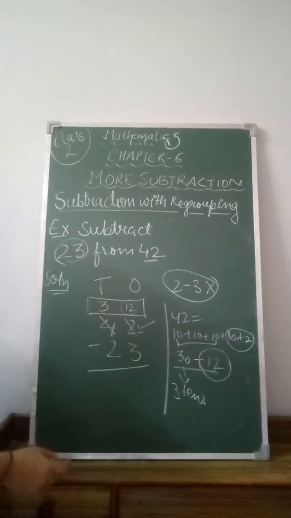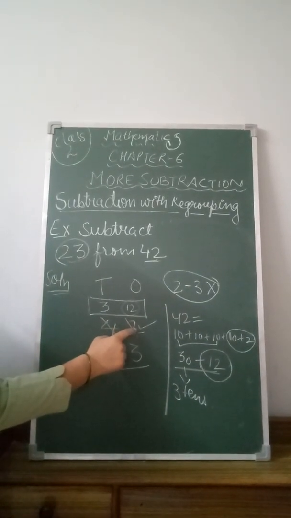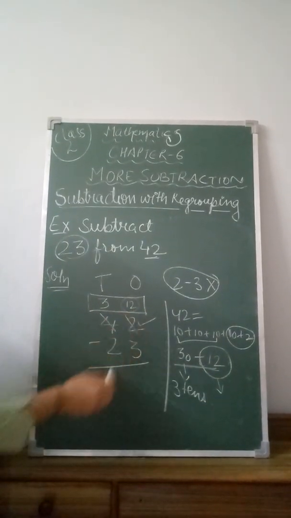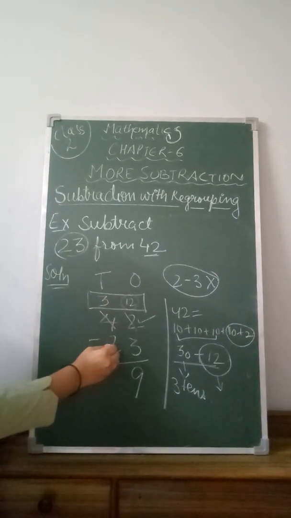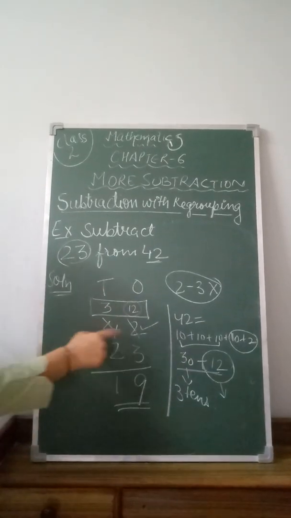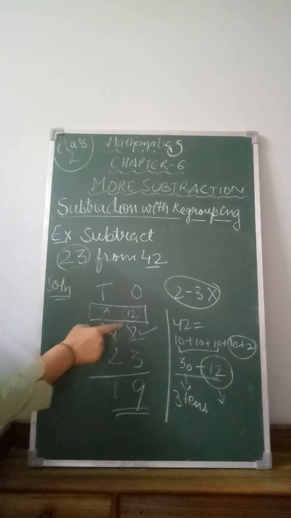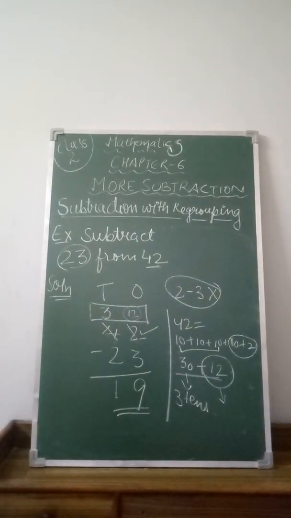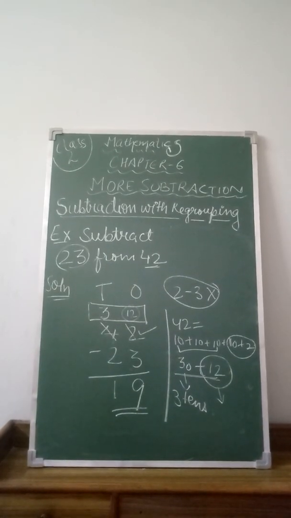Fine. So we can say that we borrow 1 tens to make 12 ones. This is 12 ones. Right. So now we can easily subtract. 12 minus 3 is 9 and 3 minus 2 is 1. This is the way. In this sum we can rewrite this number as 3 tens and 12 ones. So this is the method of regrouping the numbers and subtracting two numbers. I hope you understand this method.